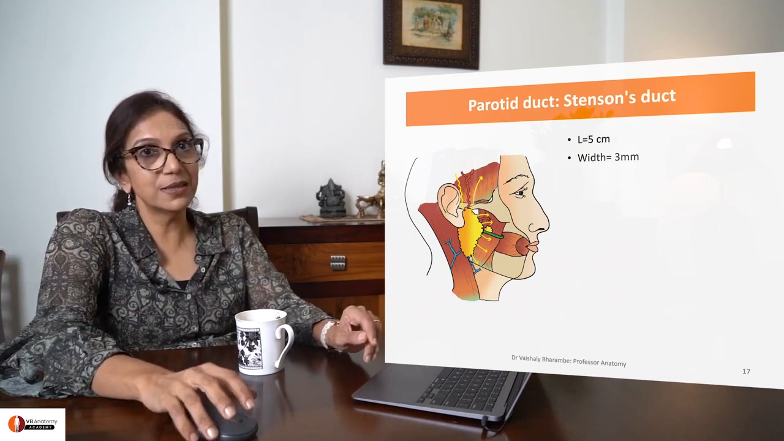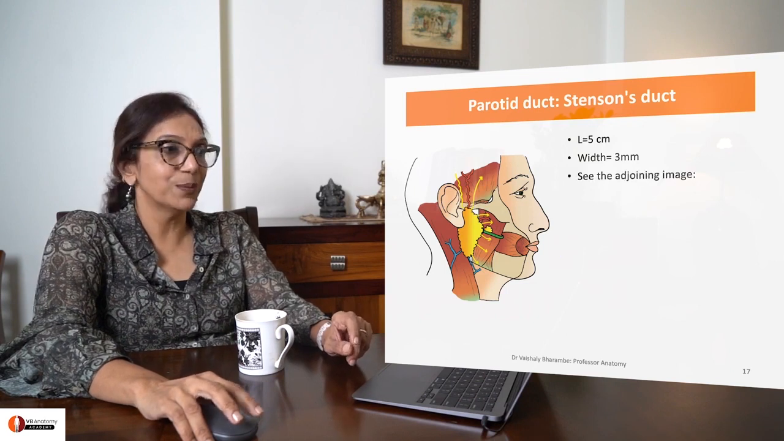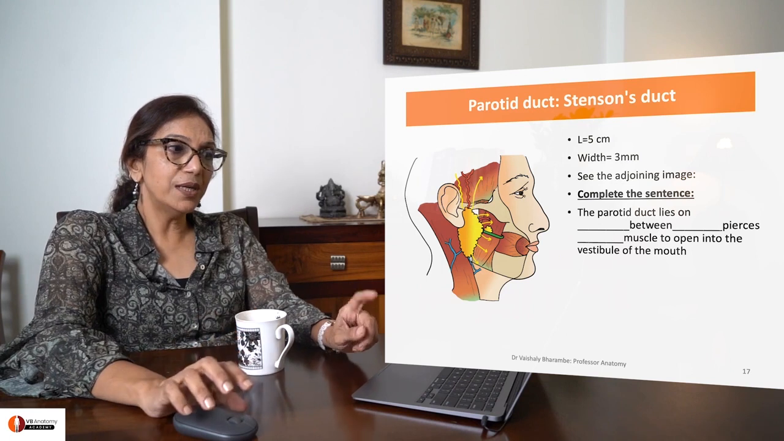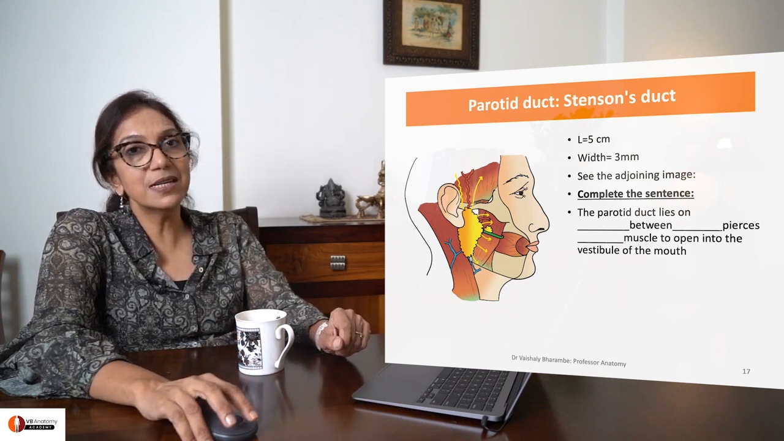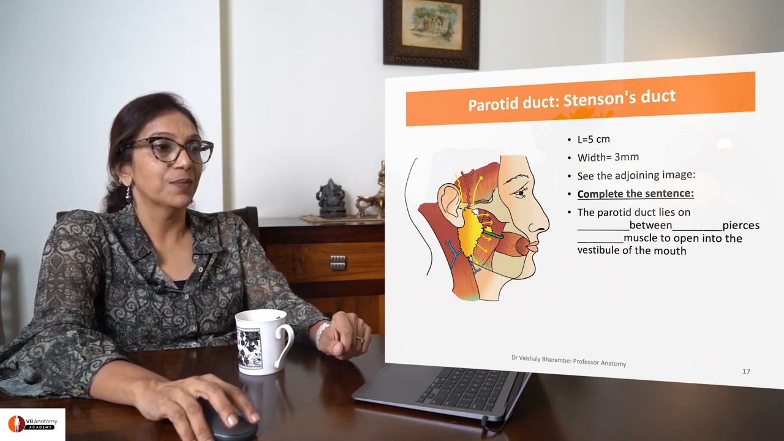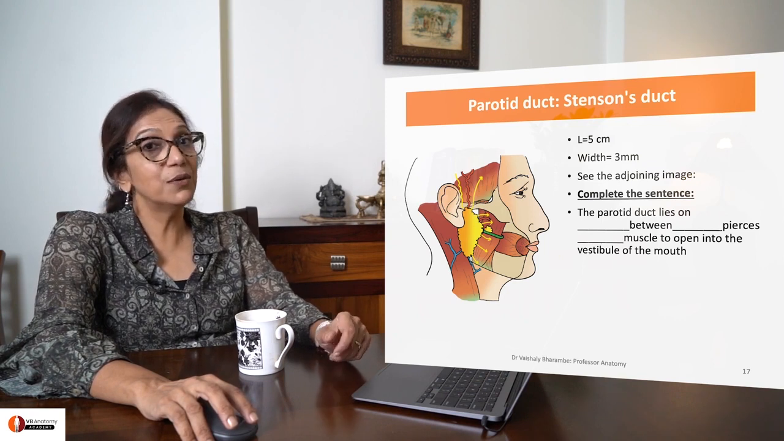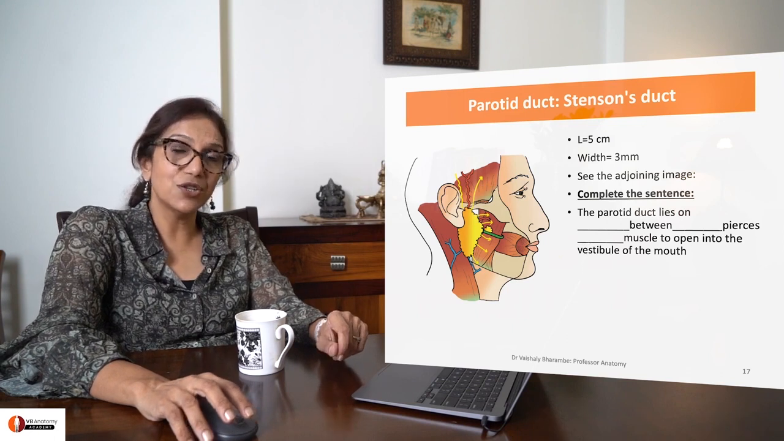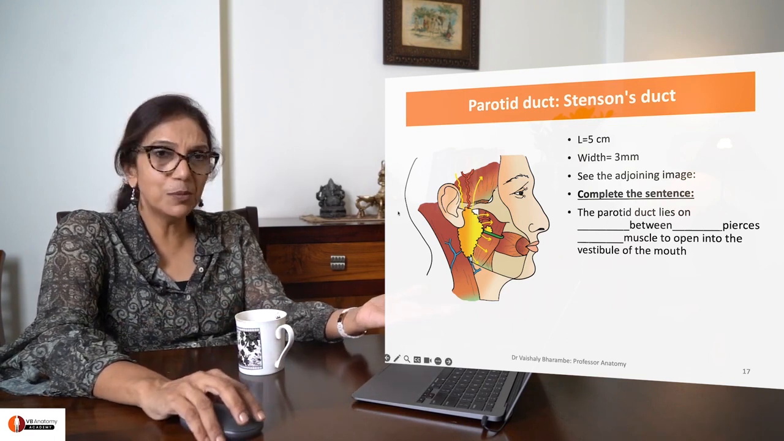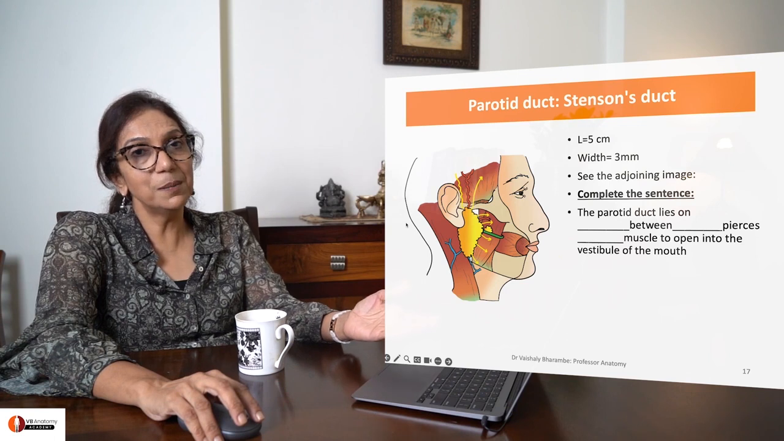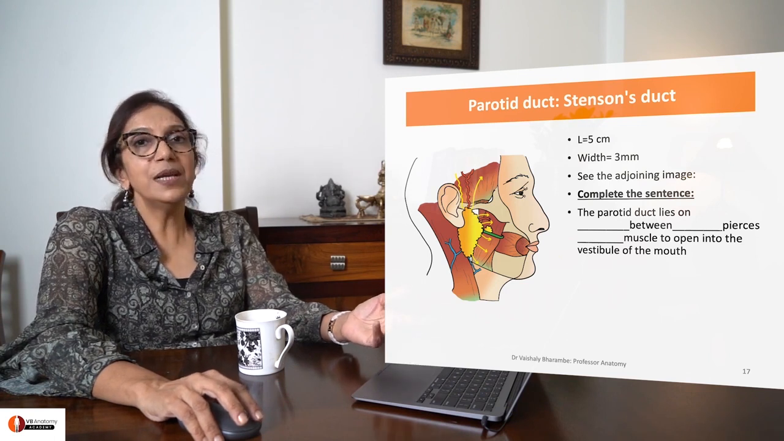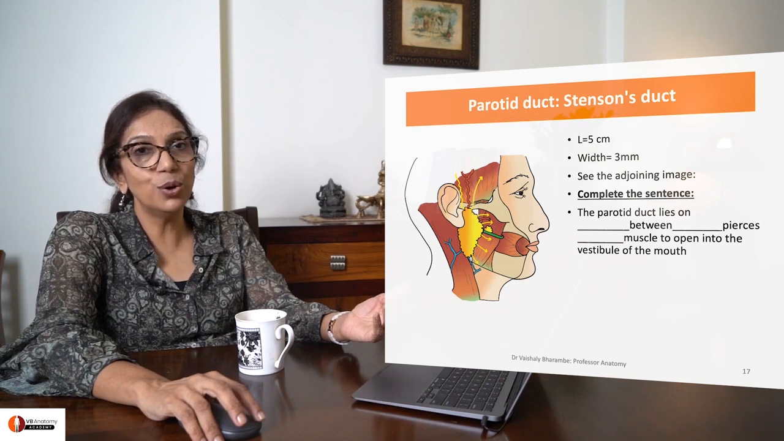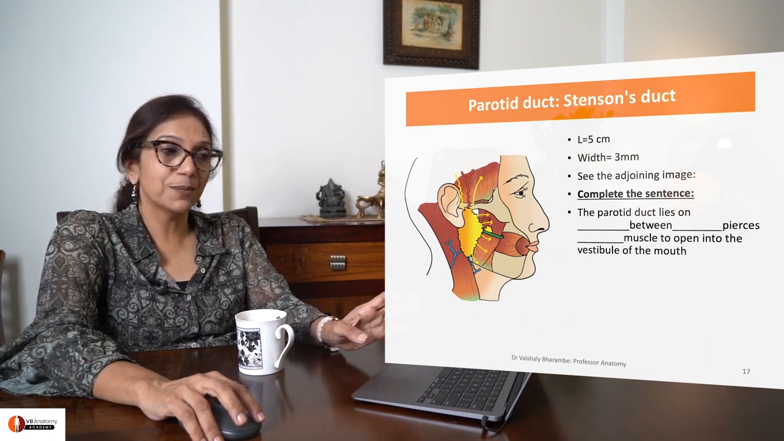Let's see how you answer the question. Again, I have another question for you. See the adjoining image and answer the question. The parotid duct lies on which muscle? Masseter. Between which two nerves? Upper and lower buccal. It pierces which muscle? You can see it piercing. Yes, it pierces the buccinator, to open into the vestibule of the mouth. Again, a question has taught you more than any amount of teaching.